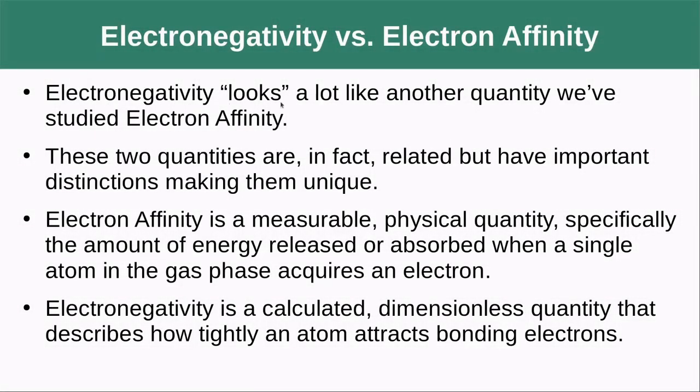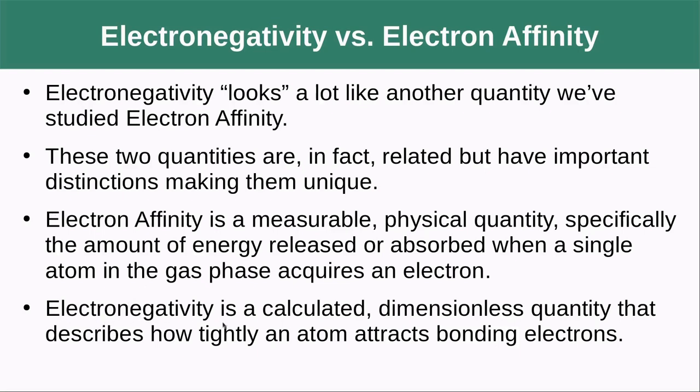So electronegativity looks a lot like another quantity we've studied called electron affinity. These two quantities are in fact related, but have important distinctions making them unique. Electron affinity is a measurable physical quantity, specifically the amount of energy released or absorbed when a single atom in the gas phase acquires an electron. So we can measure electron affinity.